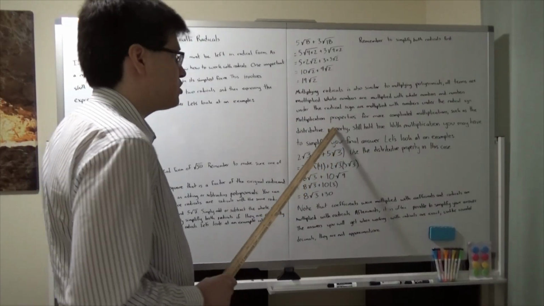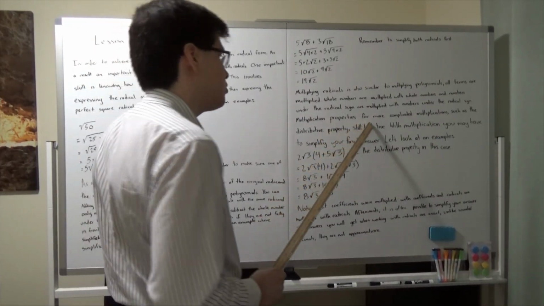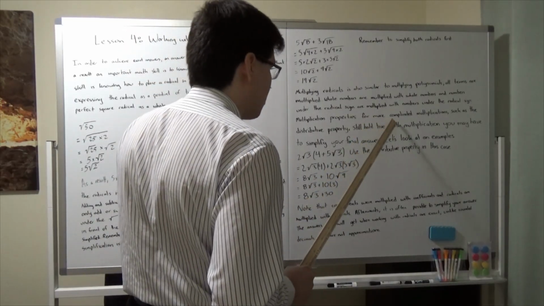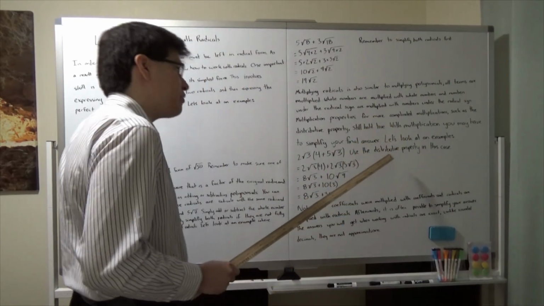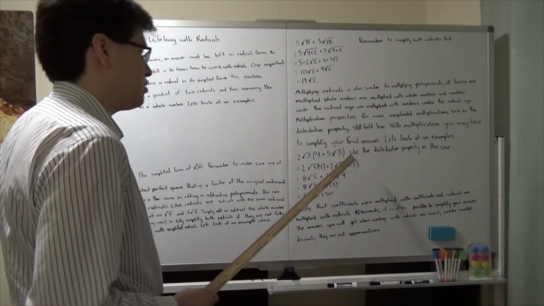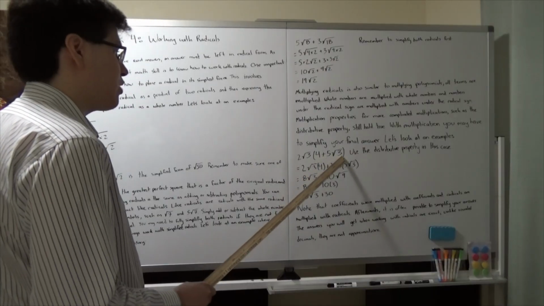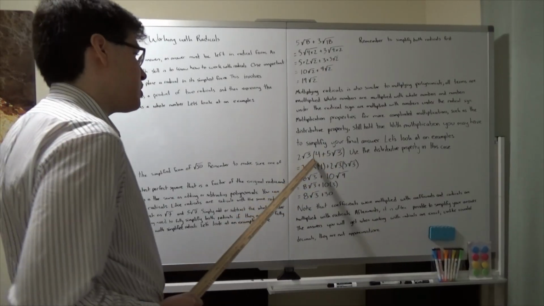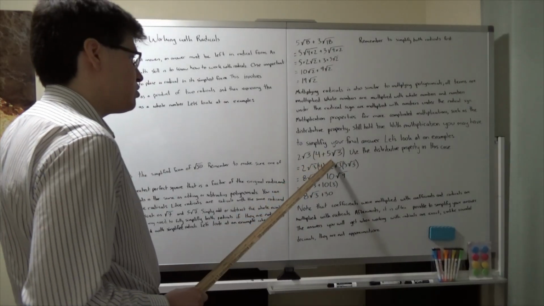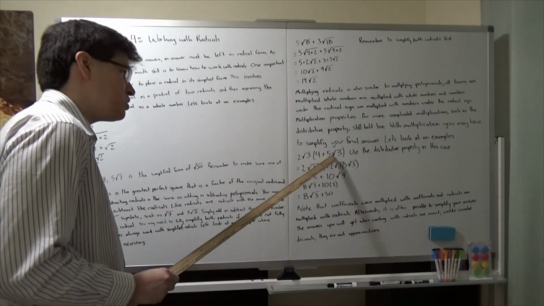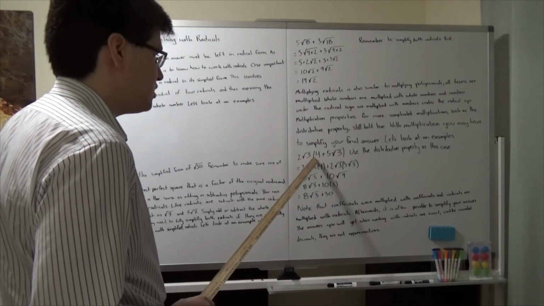So we can still use distributive property. It still holds true. And all other multiplication properties still hold true. And we may have to simplify our final answer. Let's look at an example. 2 root 3 times 4 plus 5 root 3. This is a multiplication and an addition. So we have to use the distributive property in this case. Because a times b plus c equals ab plus ac.